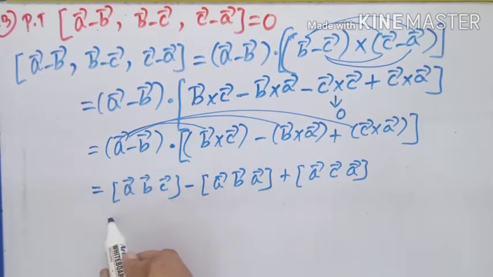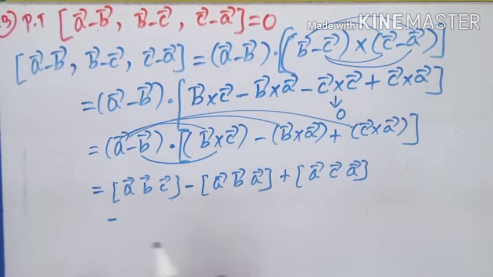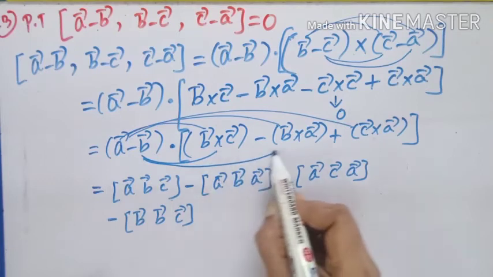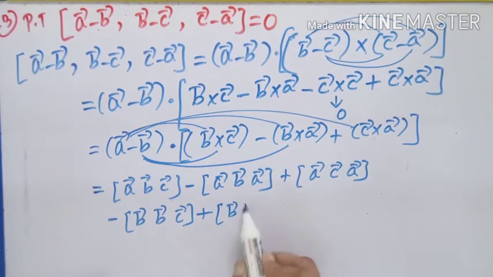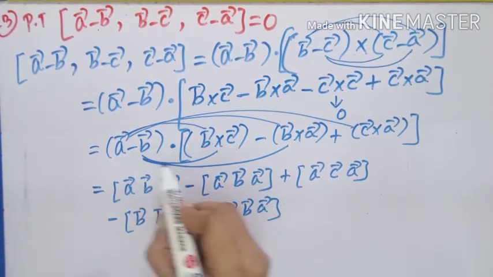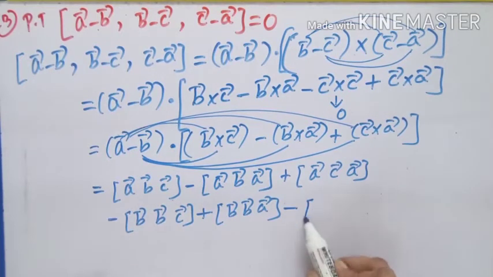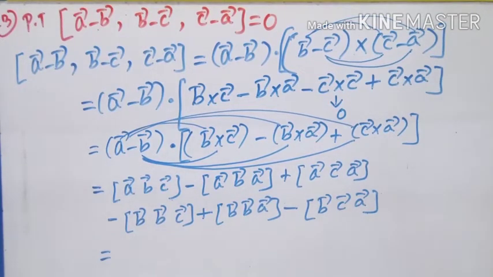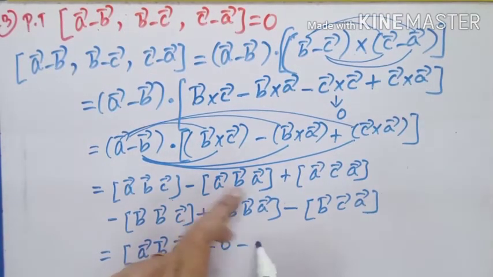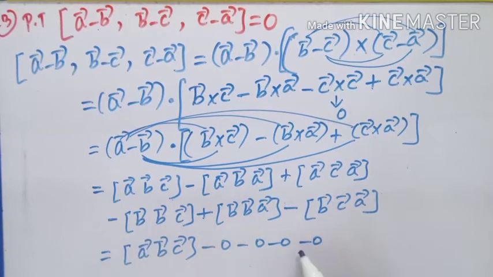Then again I have minus symbol. B dot B cross C is B, B, C. B dot this one. Minus into minus plus B dot B cross A is B, B, A. Minus into plus is minus B, C, A. Similar letters come, they become 0. So this is 0, this is 0, this is 0, this is 0. We are left with A, B, C, 0, 0, 0, 0.